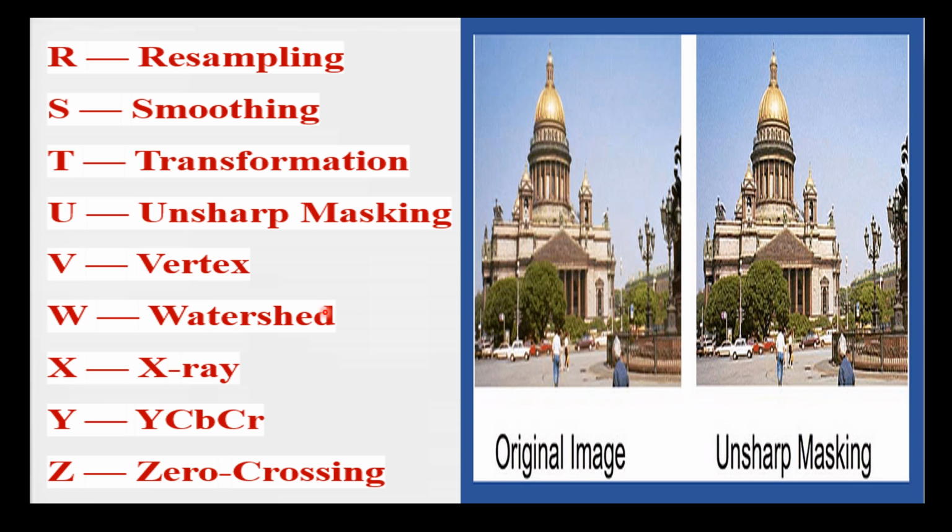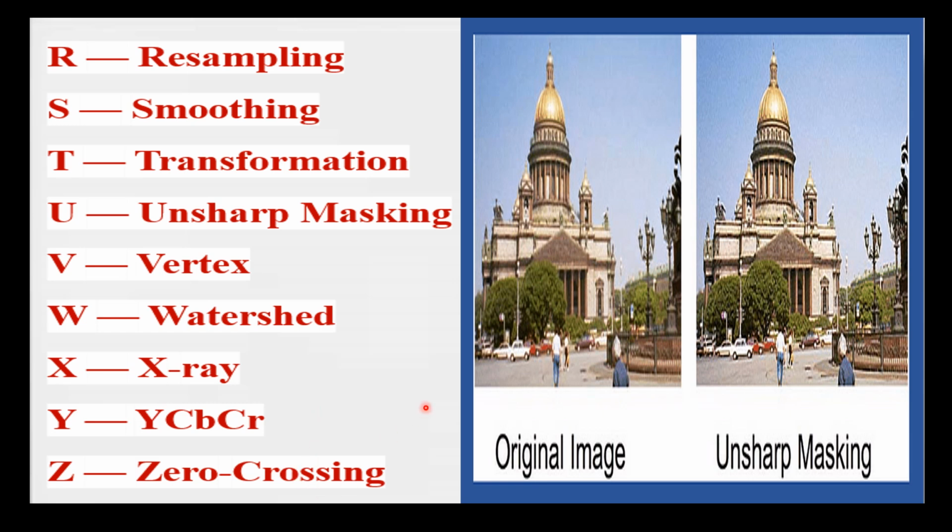Then it's X-ray, which is a type of image that uses radiation to produce a two-dimensional image of internal structures. X-ray images can be used in medical diagnosis and security screening. Then comes YCbCr, which is a color space used in digital image and video processing that separates the luminance, or brightness information, from the chrominance, or color information. For example, this color space is used in the H.264 video compression standard.